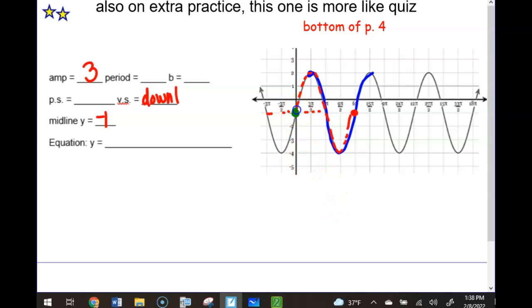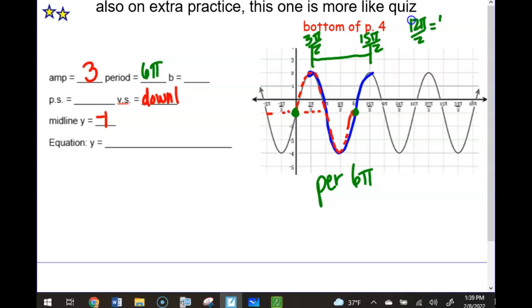Alexa? If you're calling it a sine graph, it started at the midline, finished at the midline at 6 pi. Okay? Now, if you had called it a cosine, it would have started here and finished here. But if you took 15 pi over 2 and you subtracted 3 pi over 2, the difference between those would have been 12 pi over 2, which is still a period of 6 pi, okay? If you had done here to here, it's still a period of 6 pi.